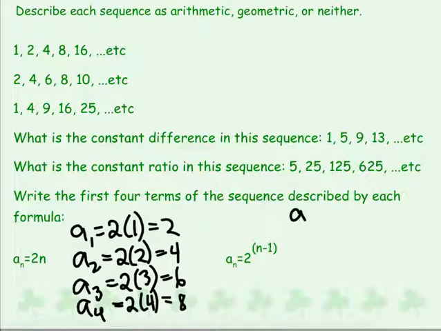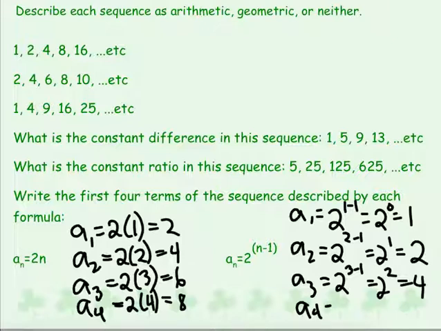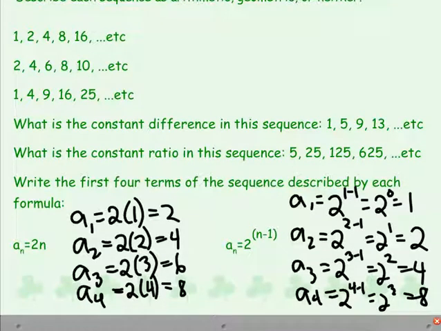For the second one, a sub 1 is going to be 2 to the 1 minus 1, which is 2 to the 0, so that's just 1. A sub 2 is 2 to the 2 minus 1, which is 2 to the first, so that is 2. A sub 3 is 2 to the 3 minus 1, so 2 squared, which is 4. And lastly, a sub 4 is 2 to the 4 minus 1, so 2 cubed, which is 8. Meaning that this geometric sequence starts out with 1, 2, 4, 8. All right, so that's our arithmetic and geometric sequences.